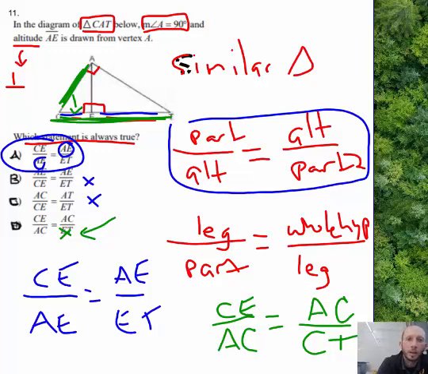And again, the reason that we would be using that is because we're talking about the big triangle. So the leg rule is similarity between the small triangle and the big one, and the altitude rule is similarity between the two small triangles that are in there.